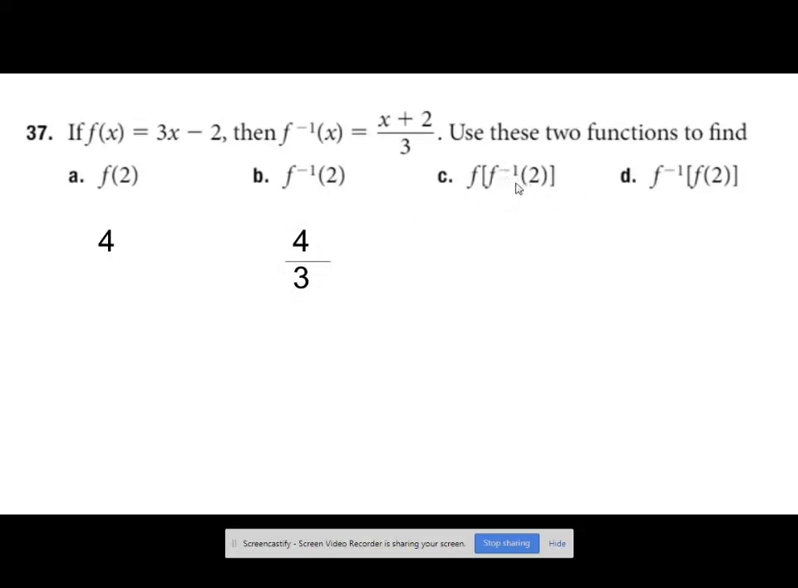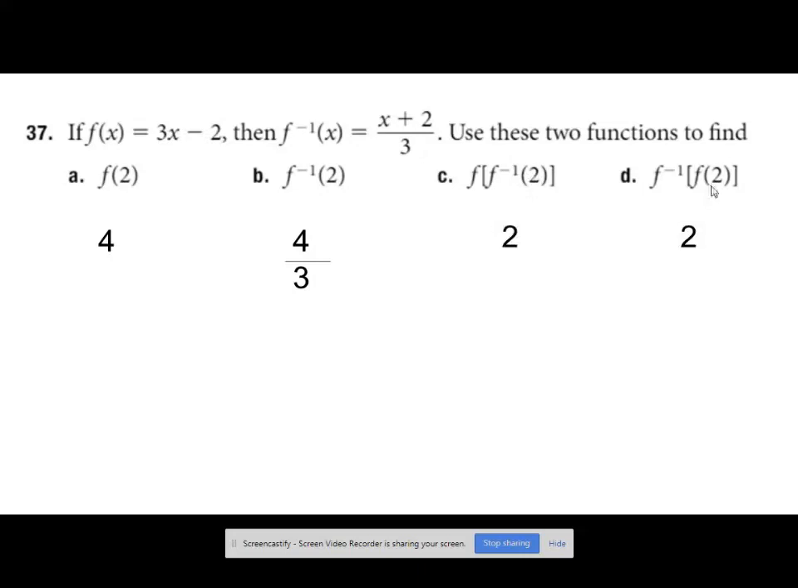If I take the inverse function of 2 first, 4/3, and I take that 4/3 and I plug it into the original function f. Okay, so 4/3 goes in here for x. 3 times 4/3 is 4, minus 2 is 2. I just got the number 2 back out again.